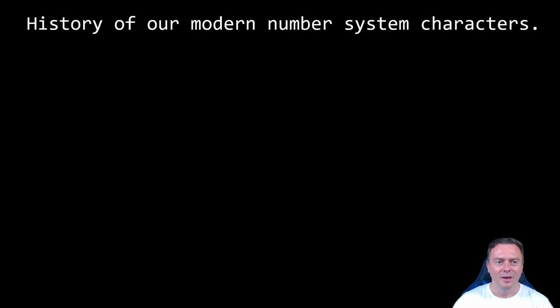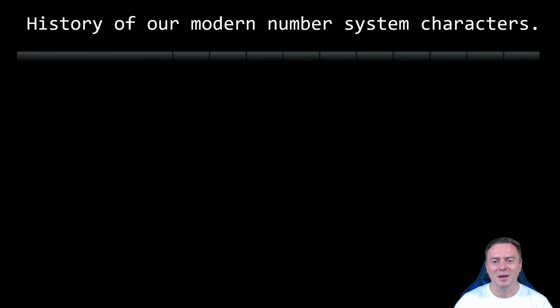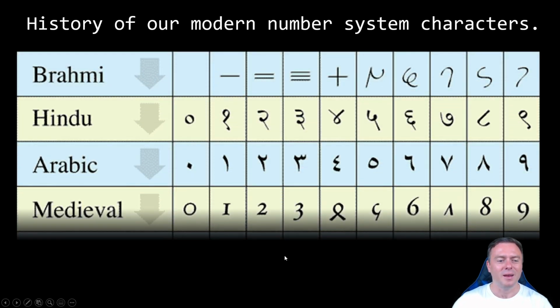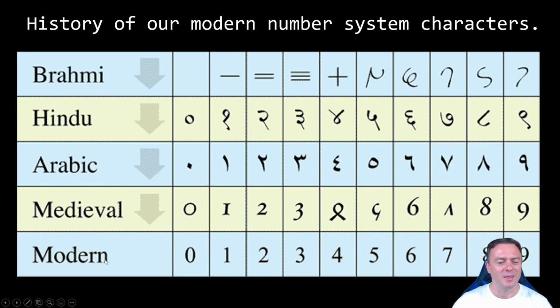Okay. So the history of our modern number system actually is derived from Brahmi, right? So from India. It started off looking something like that, went to Hindu, then Arabic, then the medieval system, and then came to our modern number system. So the Brahmi system used single dashes like this, and then merged them together. Then the Hindu system basically rotated it around, and then the Arabic system cleaned it up, so just slightly changed it. So some of the 2s and the 3s obviously rotated around.